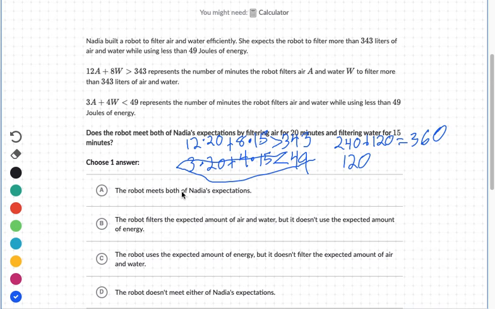So the robot meets both of Nadia's expectations. No, it doesn't. It uses too much power, energy. The robot filters the expected amount of air and water, but it doesn't use the expected amount of energy. So that one looks right. But let's just check the other ones just to make sure.